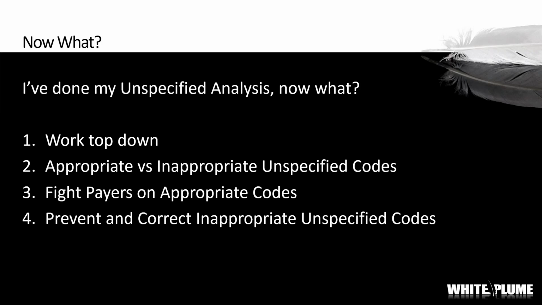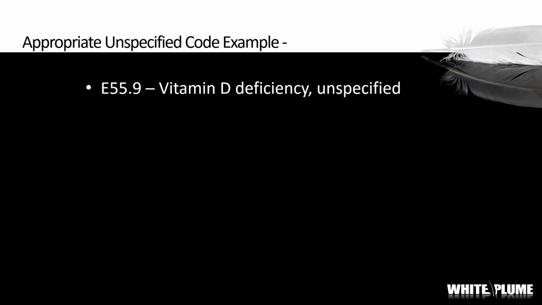Okay, so we talked about working top down. Let me give you an example of an appropriate unspecified code. I think this might be helpful to see. One example is E55.9, a commonly used code, vitamin D deficiency, unspecified. The reason this is showing up on the report, the reason you may have a payer deny it, is because the word unspecified is in the description.